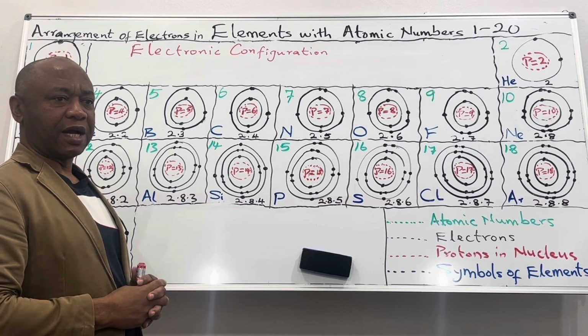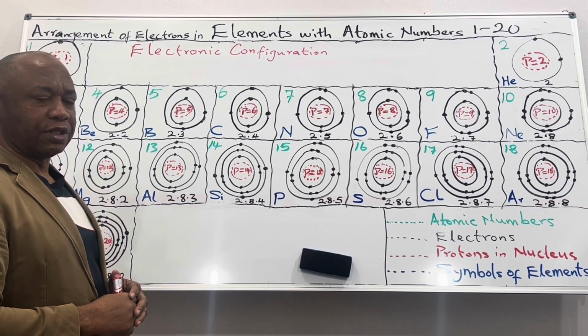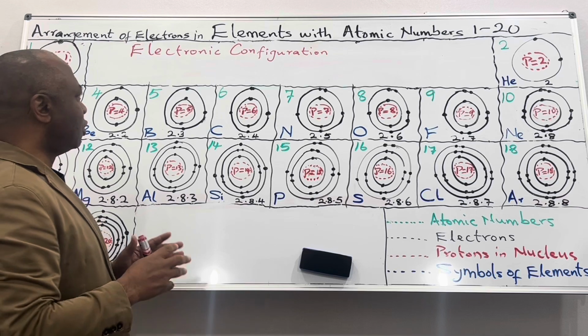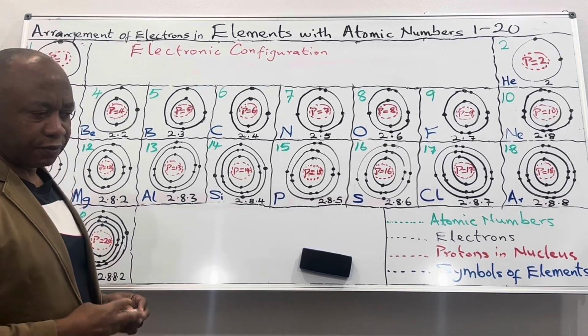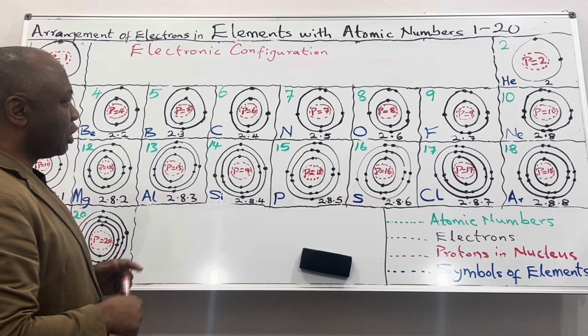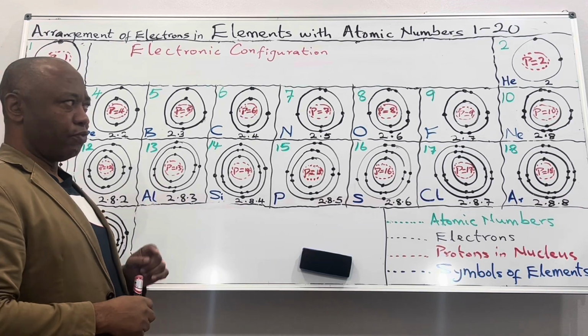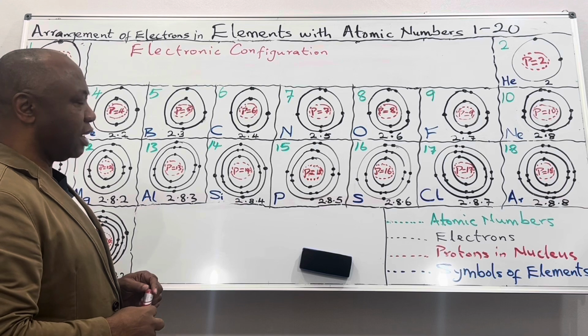Each element has an atomic number assigned to it. No two elements have the same atomic number. An atomic number is unique for any given element.